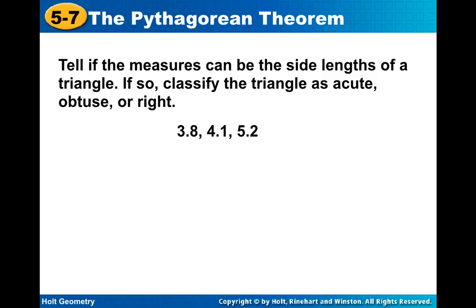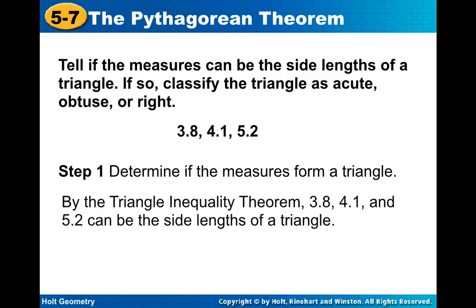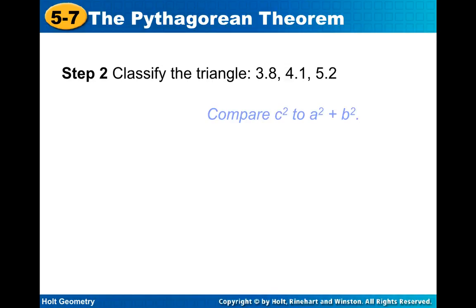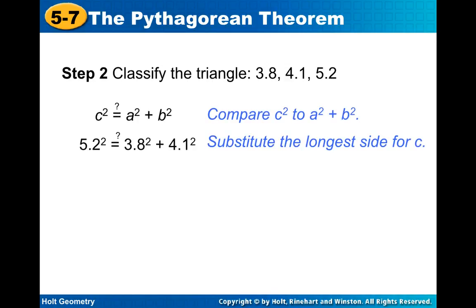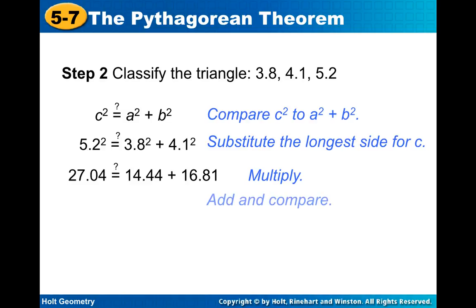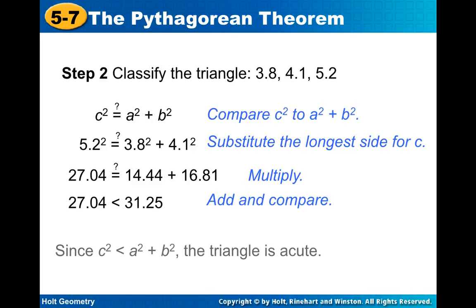Decimal lengths. Yeah, it's not going to be a Pythagorean triple at all because of the decimals, but we can still try to see what kind of a triangle. All right, when you added any two, it was always more than the other. So it does make a triangle. Classifying it. This time the c squared is smaller. So that's an acute type of triangle.